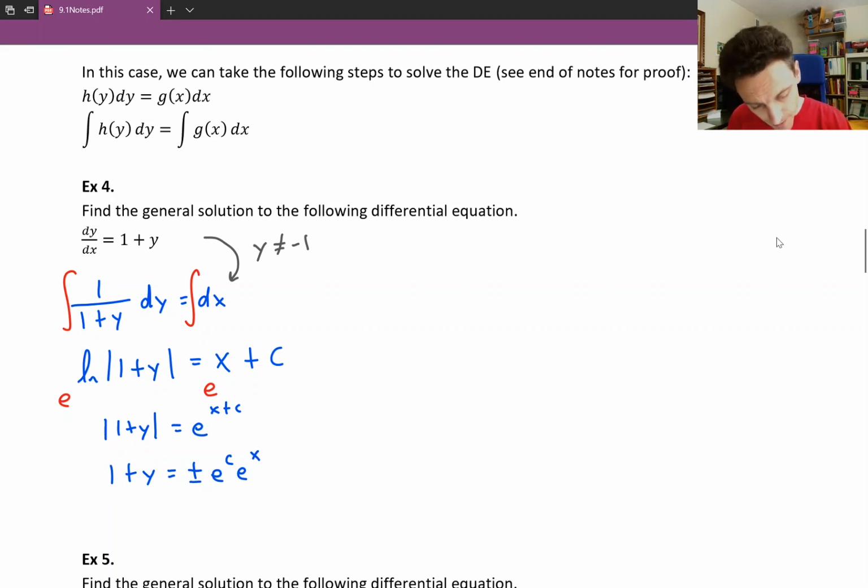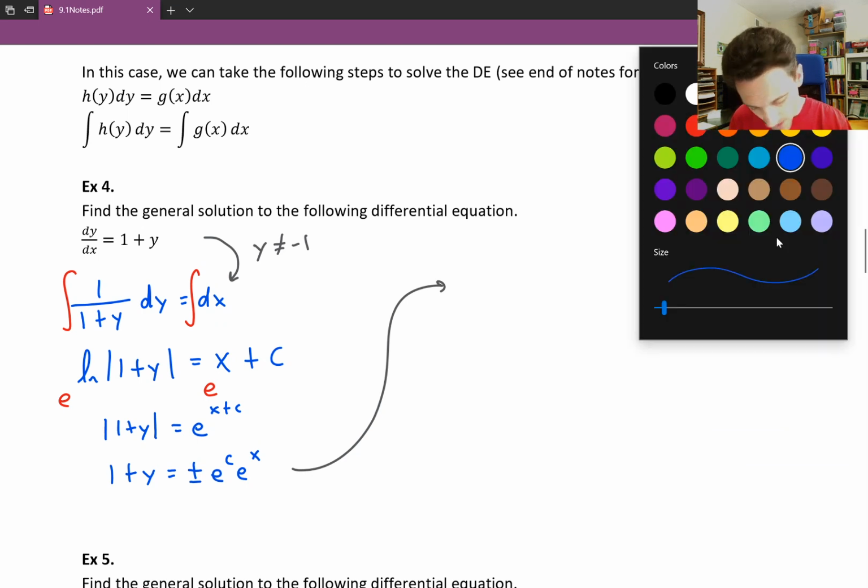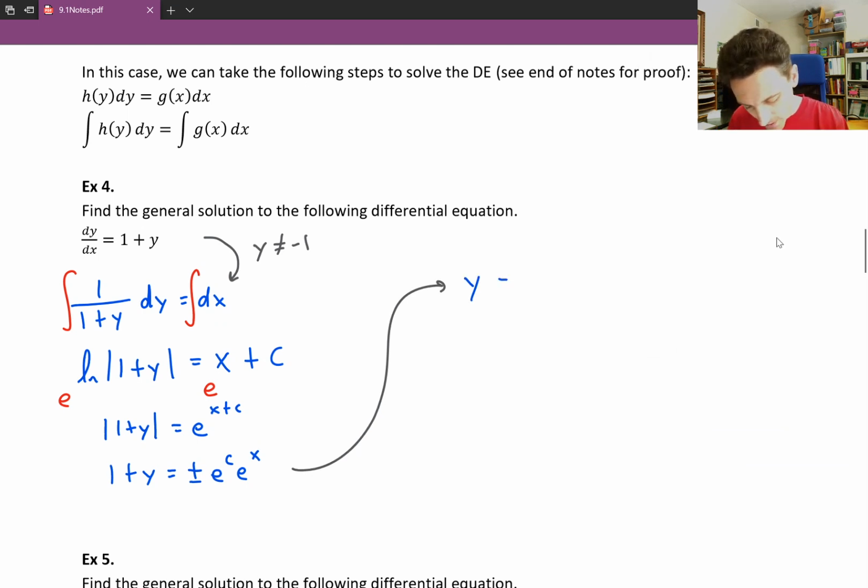Okay, let's pull it over to here. To solve for y, we have one more step. We'll subtract 1.